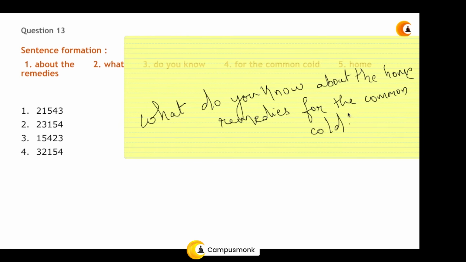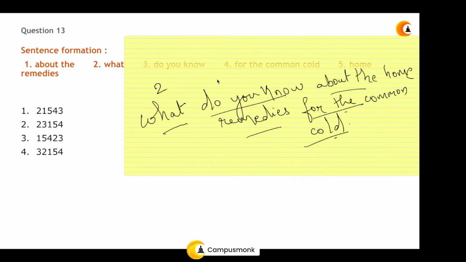Okay. So this is going to be the statement. What do you know about the home remedies for the common cold? So see, this is very simple. It's simple English, the way you speak. All you need to do, don't get confused, just think properly and then frame.